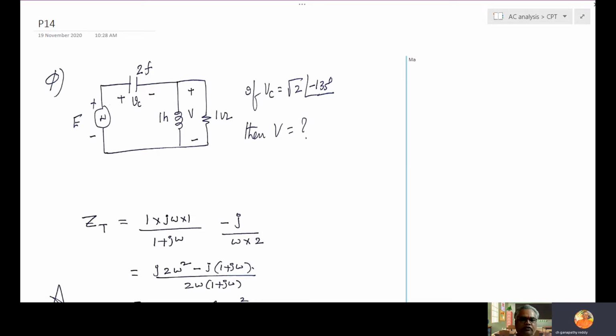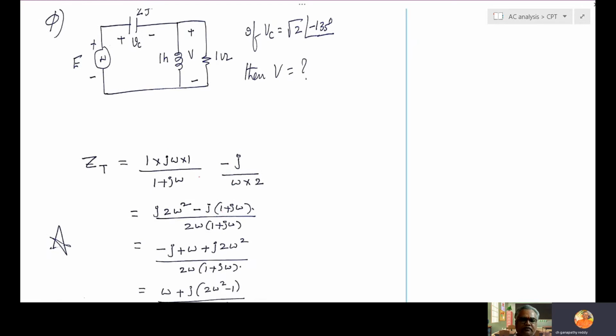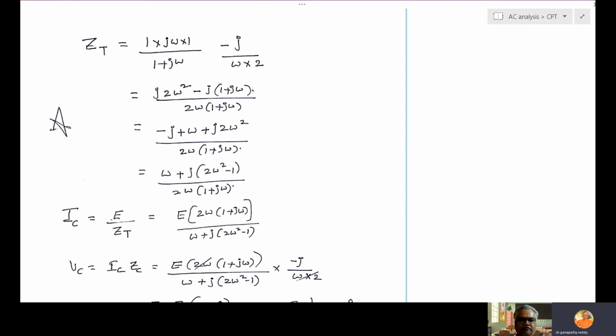So what is the total impedance? ZT you have to find first. What is ZT here? 1 Henry inductor and 1 ohm are in parallel. So 1 into j omega L, with L being 1, by 1 plus j omega. These two are in parallel, and that is in series with the capacitor, minus j by omega C, with C value 2 farad. So simplify this. Simplify, and finally you get this step.